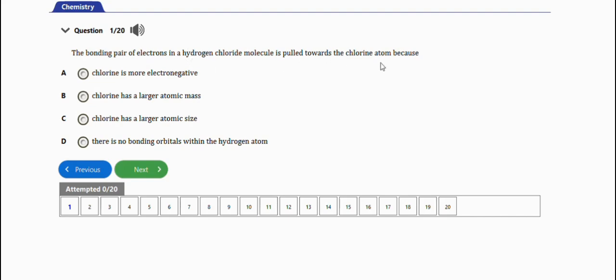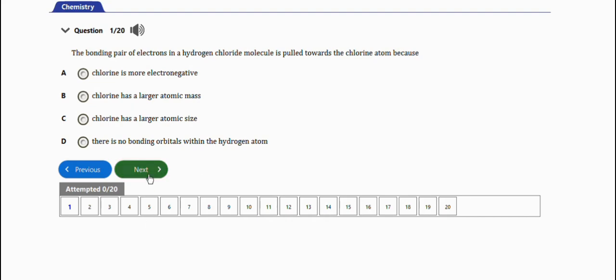The first question says, the bonding pair of electrons in a hydrogen chloride molecule is pulled towards the chlorine atom because chlorine is more electronegative, chlorine has a larger atomic mass, chlorine has a larger atomic size, there are no bonding orbitals within the hydrogen atom. So the right answer is option A, chlorine is more electronegative. Very, very important, guys. That's it for this question.